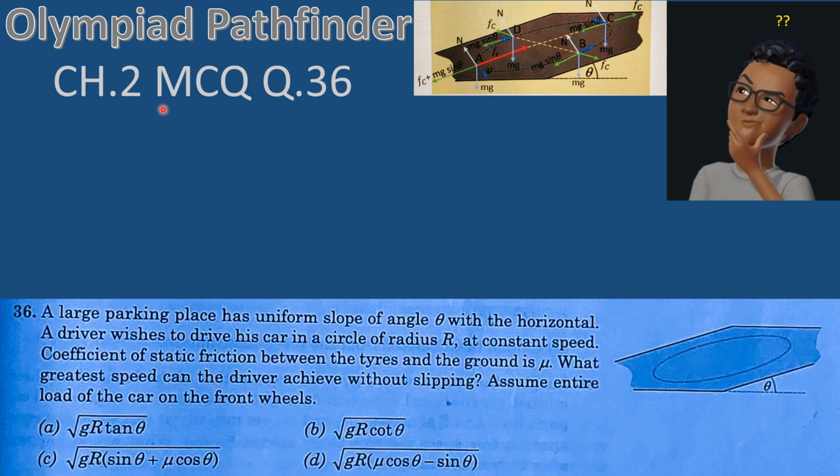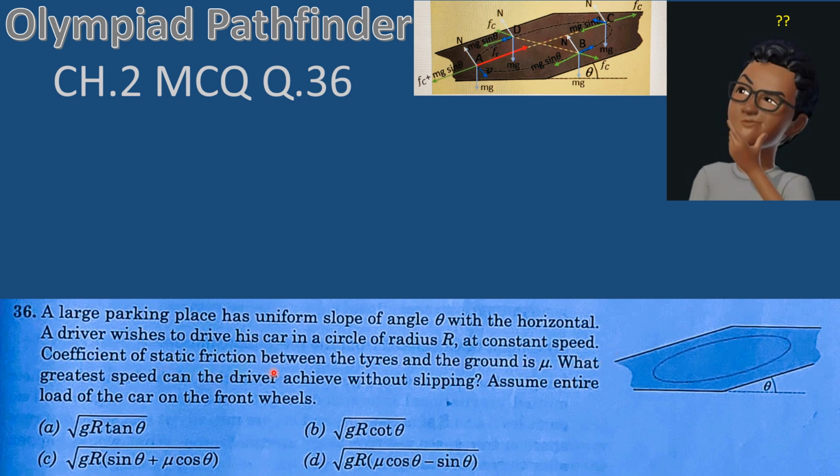This question is from chapter 2, multiple choice question number 36. The question is, a large parking space has uniform slope of angle theta with the horizontal. A driver wishes to drive his car in a circle of radius r at constant speed.